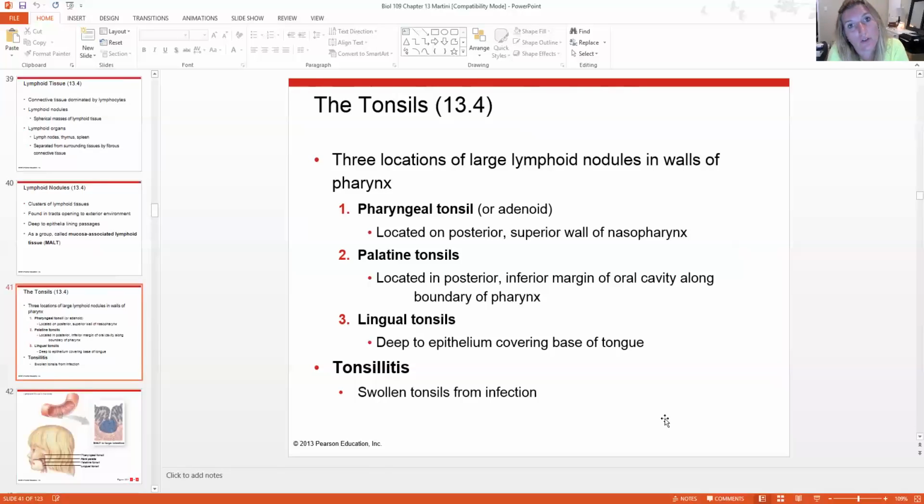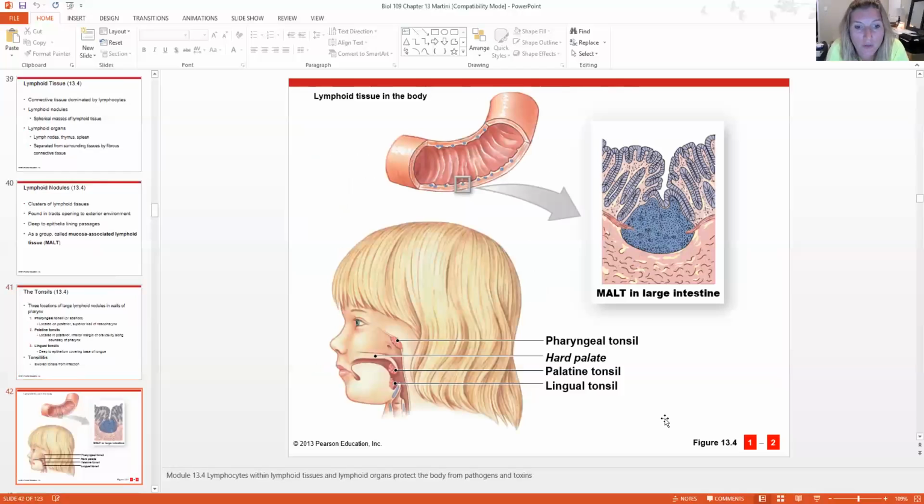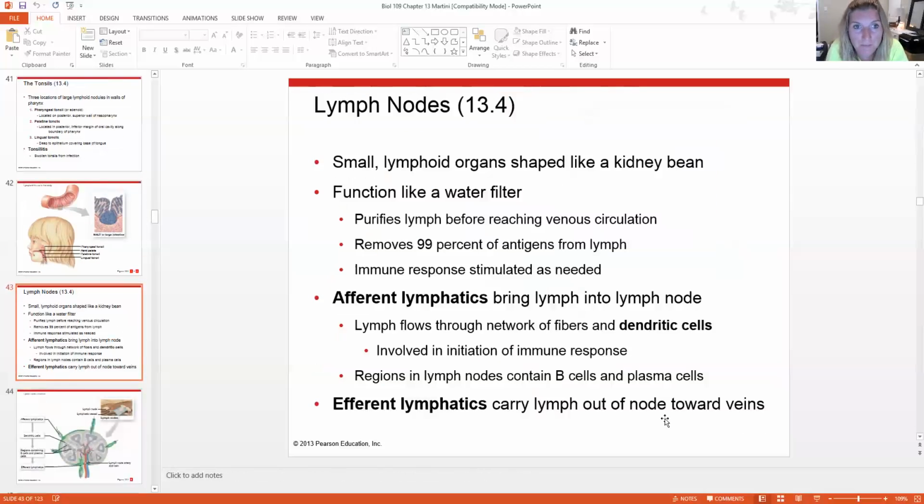Tonsillitis is when your tonsils are swollen due to some type of infection. This is just showing the locations of the general tonsils. And again, they're considered MALT. They're associated with that mucosal lining that opens to the external environment. They're there for protection and surveying and making sure that invaders don't come in.